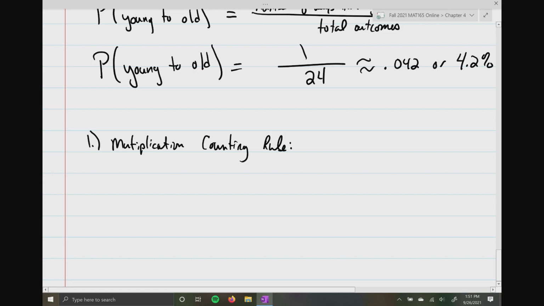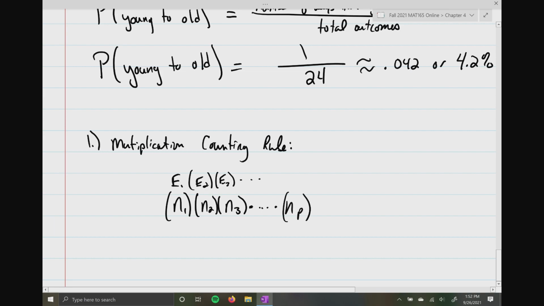All right, and that's just basically E1 times E2 times E3 and so forth. In other words, the number of ways that event 1 can occur times the number of ways event 2 can occur times the number of ways event 3 can occur, all the way down to the number of ways that event P can occur. Okay, however many events. Sometimes you may have specifications on these events, such as, for area codes, the first digit cannot be a 0 or a 1, so you have to adjust accordingly.